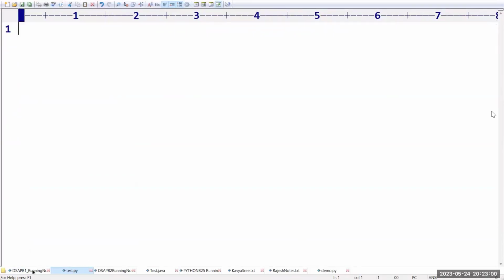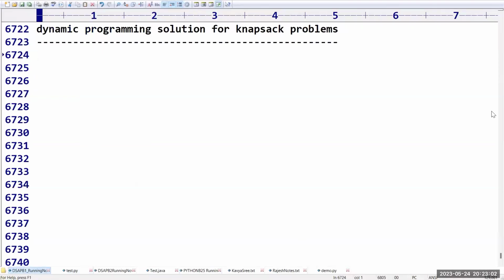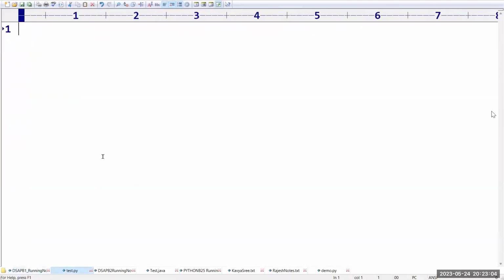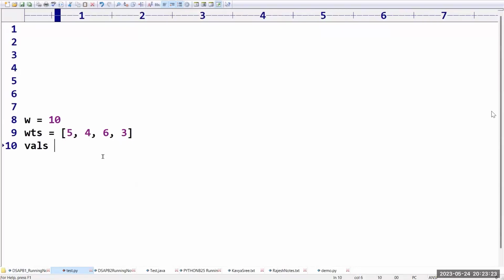Okay. Right. So next, let us see how to solve this problem by using dynamic programming. Let us consider the total weight of my knapsack bag is 10. Okay, and we have some weights. The weights are 5, 4, 6, 3, and the values for each weight are 10, 40, 30 and 50.